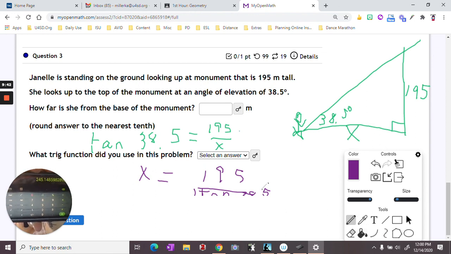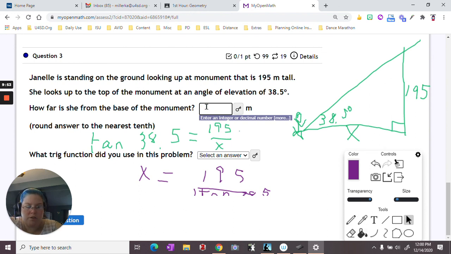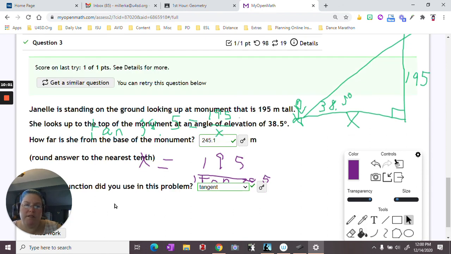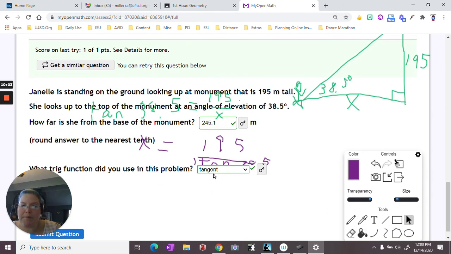And you should get 245.148. We want to round to the nearest tenth. So 245.1 meters. Okay. So I'm going to click here. 245.1 meters. What trig function did we use? We used tangent, and we're going to submit. There we go. Okay. Again, draw your diagram, label it, determine is it sine, cosine, or tangent, and you're done.